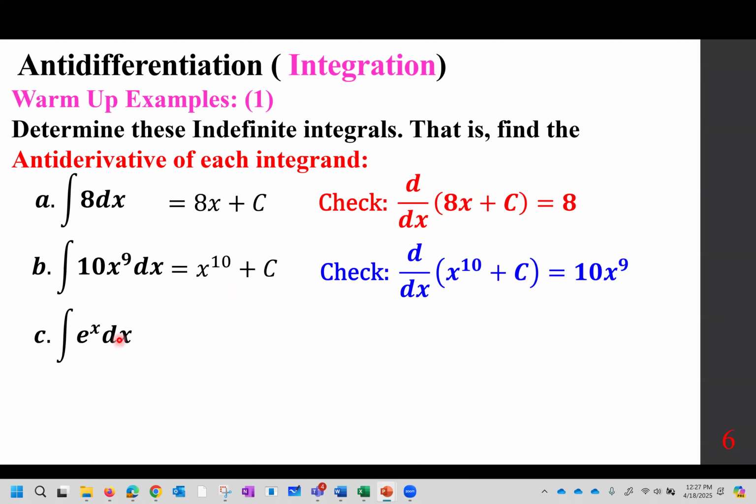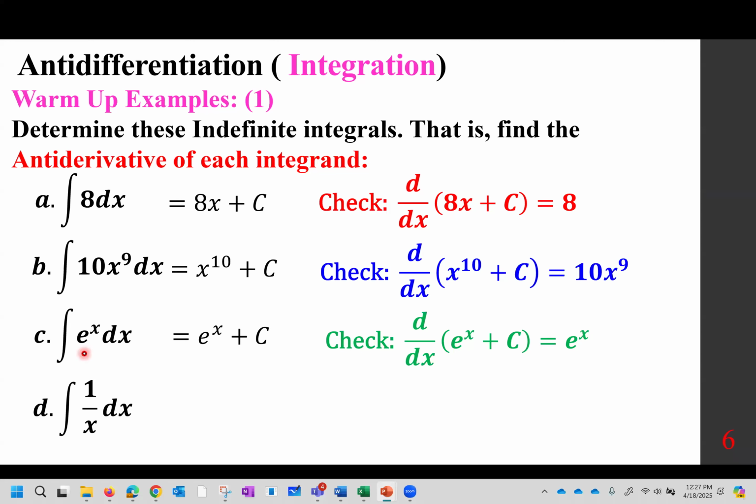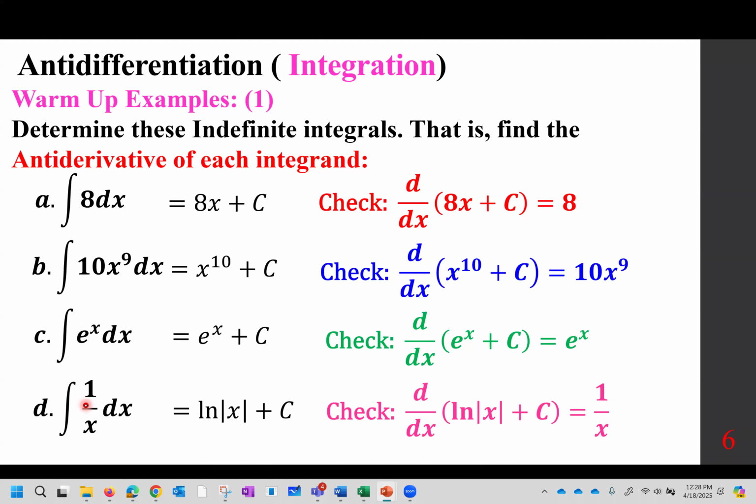The integral of e to the power of x dx, just look at e to the power of x. What do you differentiate to get e to the power of x is itself and a constant, and differentiate the right side, you get e to the power of x. The integral of 1 over x dx, what gives you 1 over x would be natural log, so natural log of x plus c, if you differentiate that, and that's how you check it.